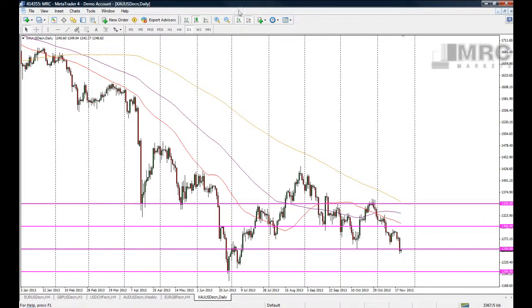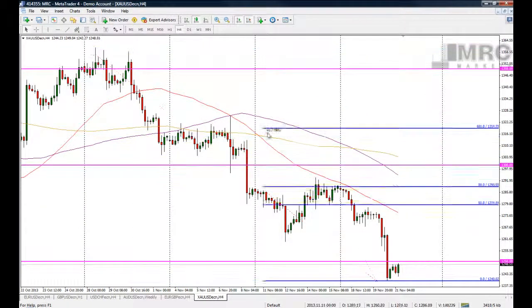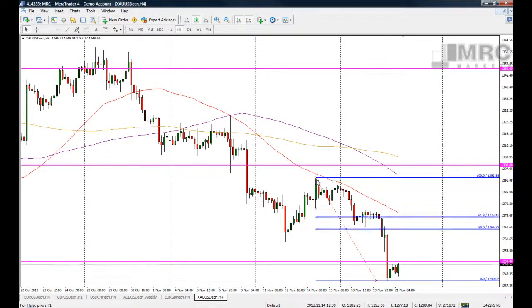In terms of fibs, in terms of the daily, this is the recent swing low to swing high, the swing high to swing low even. The 50%, funny enough, coincides pretty much bang on dead with the 1300s. So if we do get a bounce up, then that'll be a very key level to keep an eye out for.